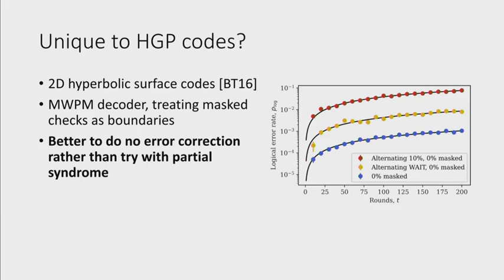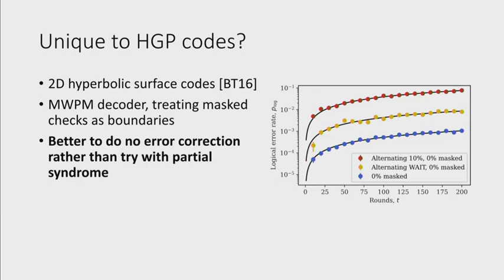So we were wondering if this was unique to Hypergraph product codes. So we looked at 2D hyperbolic surface codes, which seemed like a good candidate for this scheme as a whole. They're planar in hyperbolic space, so it seems like they might be nicely embeddable into 2D Euclidean space in some way. And so what we did was the same sort of simulations, but instead using the minimum weight perfect matching decoder, and we treated the mask checks as boundaries in the matching graph.